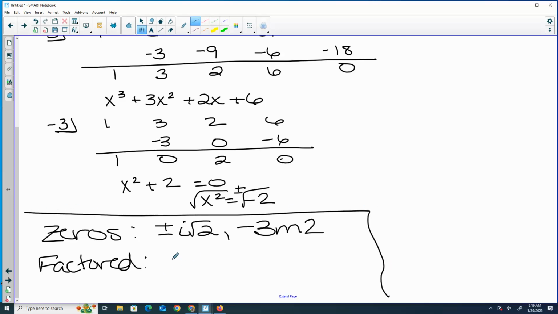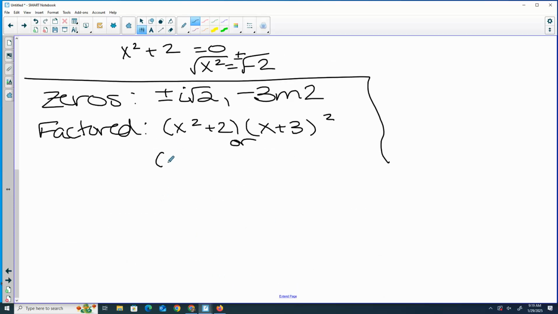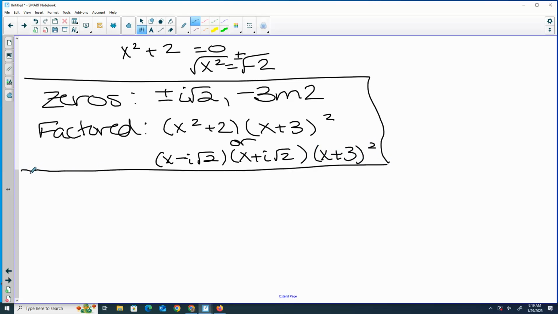My factored form, I would accept a couple of different things. If you said x squared plus 2 and x plus 3 squared, I would take that. Or if you did it with the i's, you could say x minus i radical 2, x plus i radical 2, x plus 3 squared. So factored form, I would take either of those. Factors have the x's, zeros are just the number.